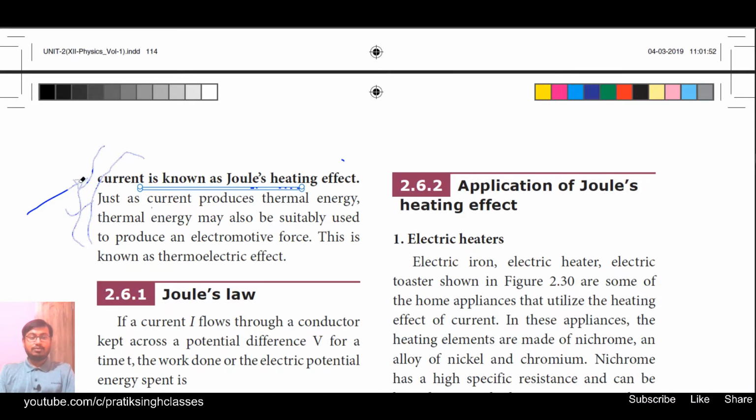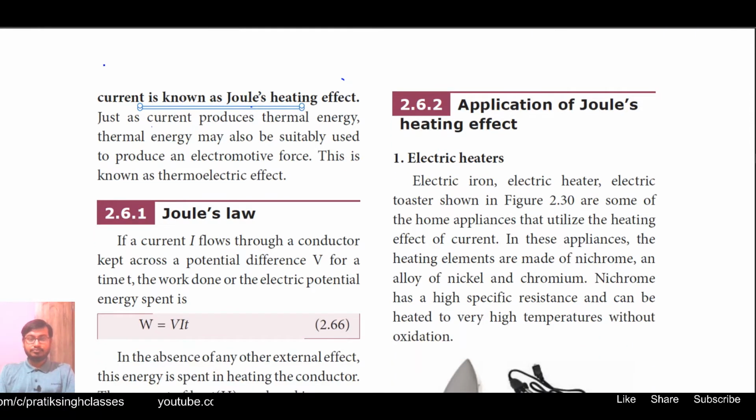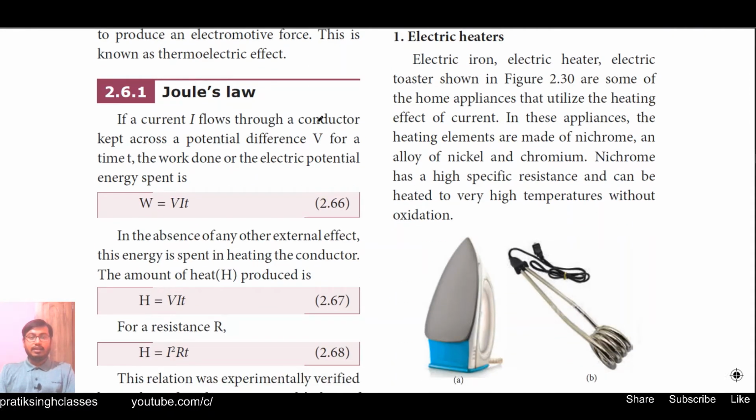Section 2.6.1, Joule's law. What does it say? Suppose a current I flows through a conductor kept across a potential difference V for a time t. That means we take a conductor and for time t a current of magnitude I has flowed through it, and V is the potential difference between the ends of the conductor.